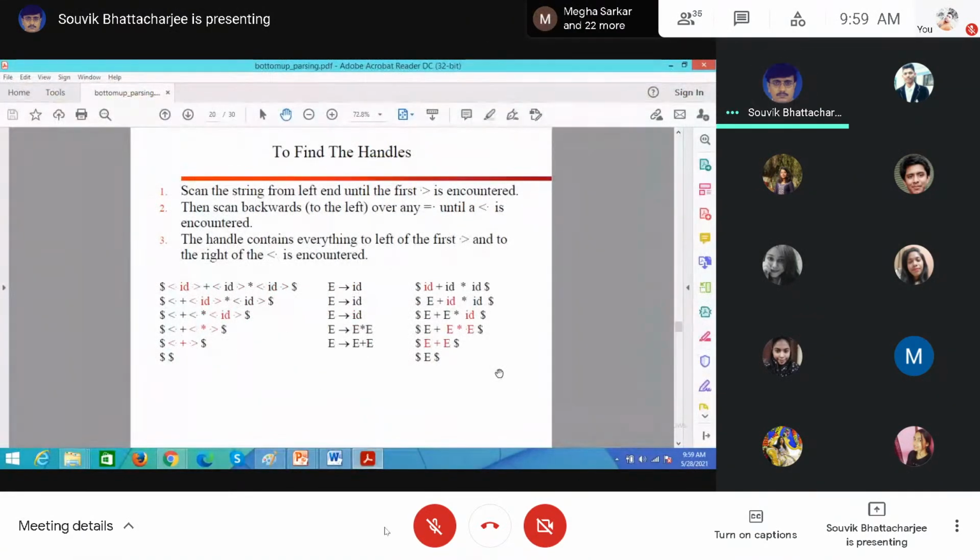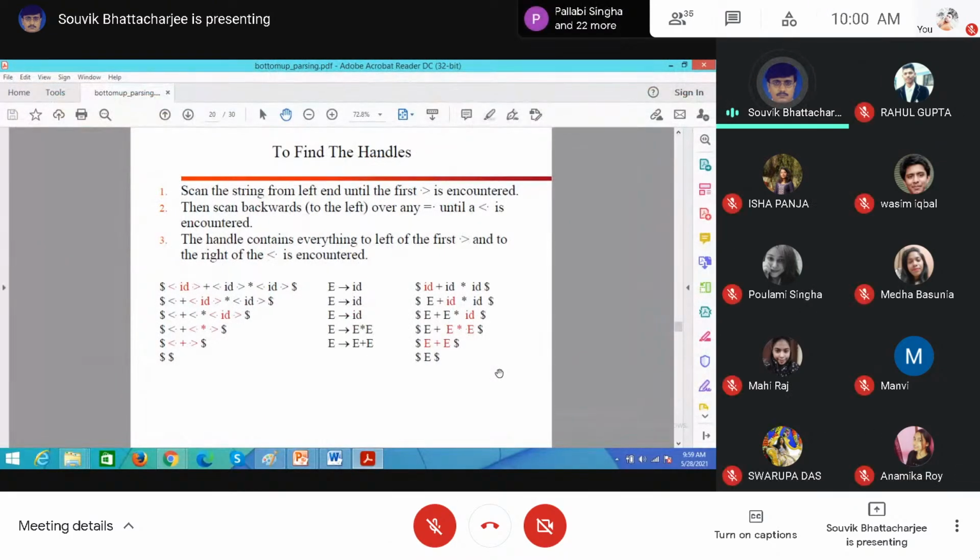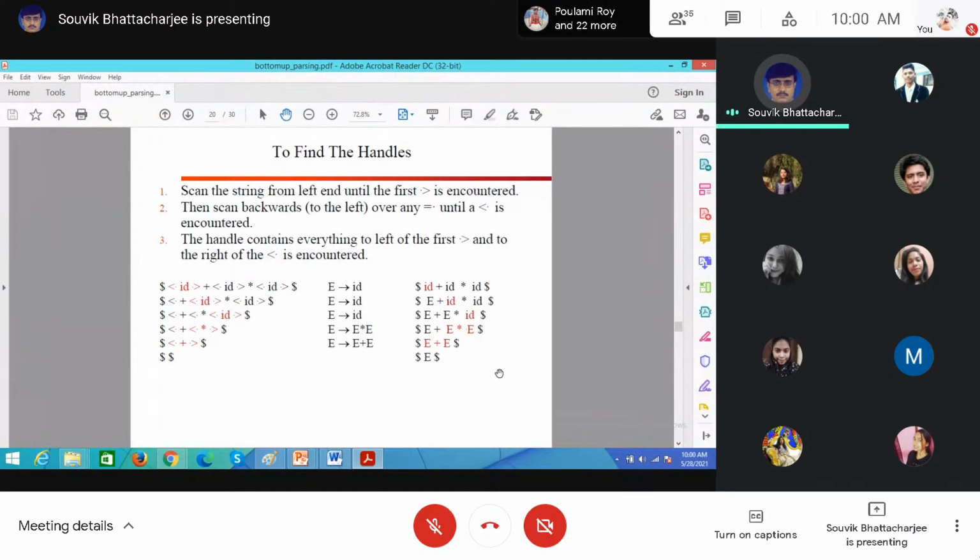Just see. Now to find the handles, scan the string from left to right, as I've told you, until the greater than symbol is encountered. Then scan backwards to the left over any equals to symbol until a less than symbol is encountered, and the handle contains everything to the right of the greater than symbol and the left of the less than symbol. That means anything in between the greater than symbol and the less than symbol is your handle. Right now you will be able to understand.